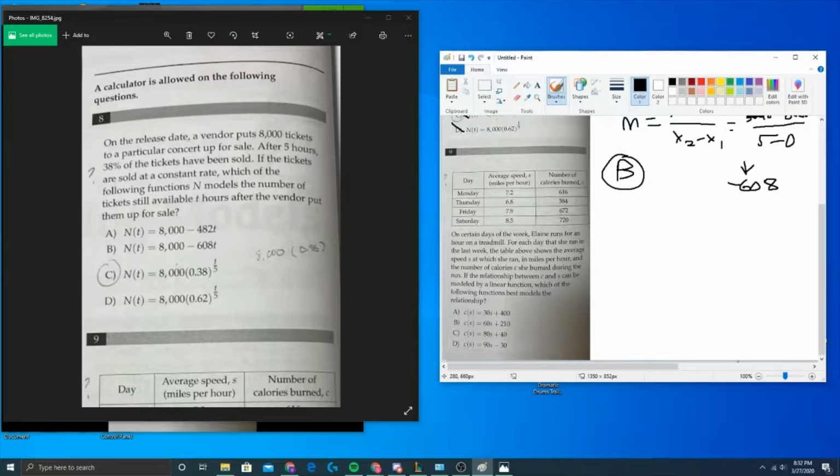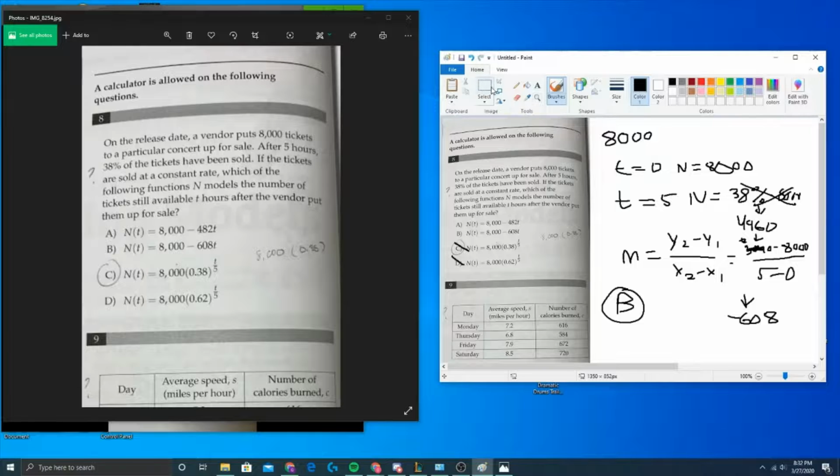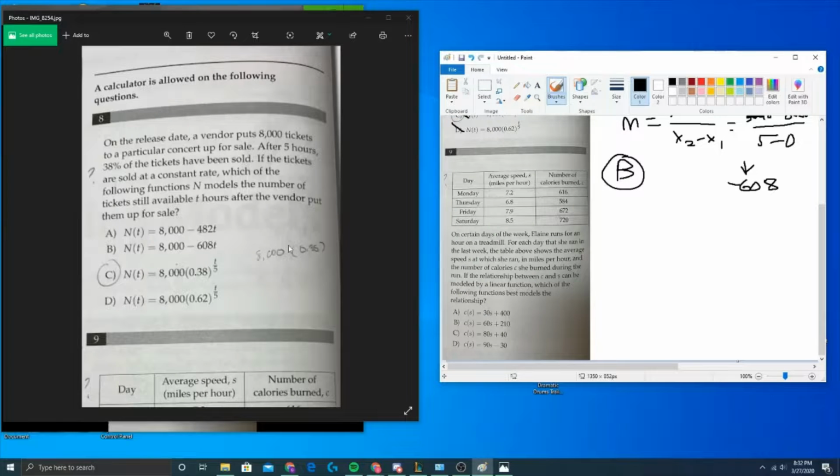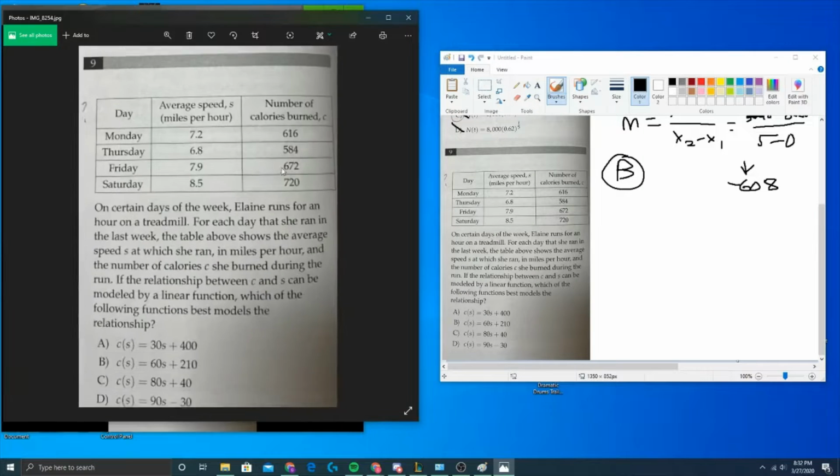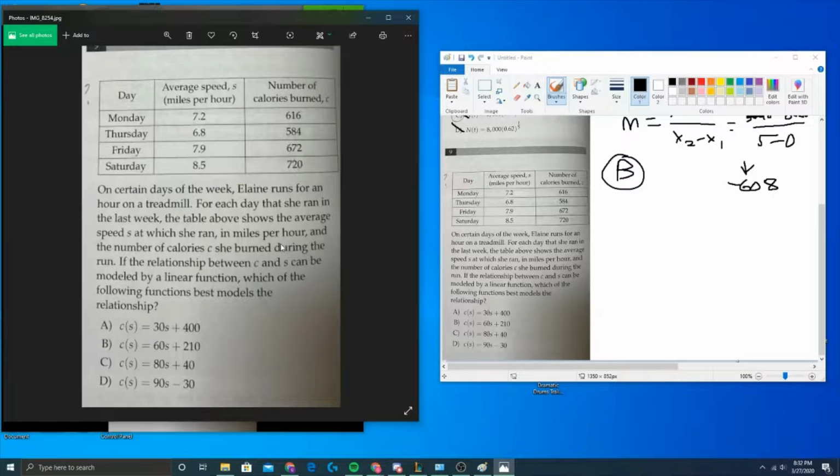Yay. Let's do question 9. On certain days of the week, Elaine runs for an hour on a treadmill. For each day that she ran in the last week, the table above shows the average speed s at which she ran in miles per hour and the number of calories she burned during the run. If the relationship between c and s can be modeled by a linear function, which of the following functions best models the relationship?